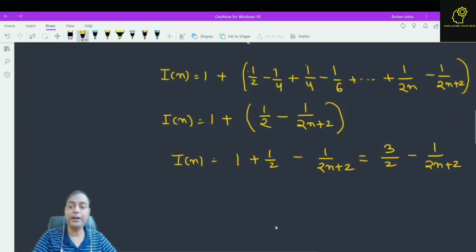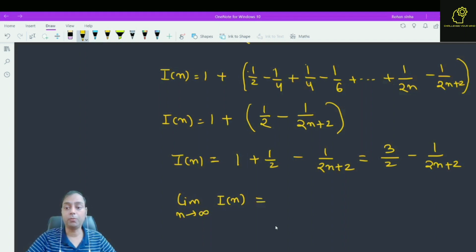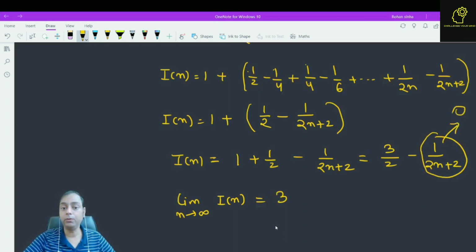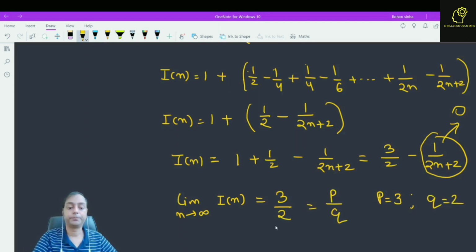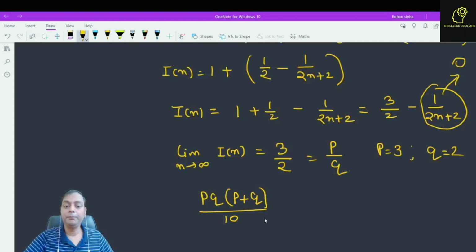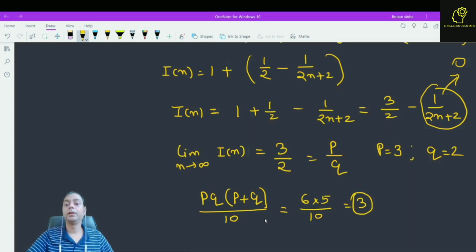Now what will happen when n tends to infinity? What is the value of I_n? This is equal to 3 by 2, because this complete term approaches 0 as n approaches infinity. So this is equal to 3 by 2. Comparing this to p by q, what you observe is p is equal to 3 and q is equal to 2. Now finally, we need to find the value of pq into (p plus q) whole divided by 10. This is 6 into 5 by 10, which is 30 by 10. So this is equal to 3. So the final answer is 3.